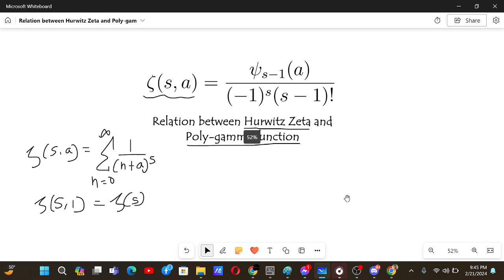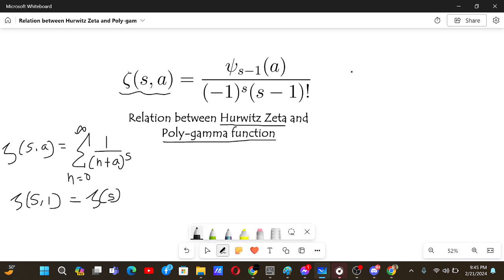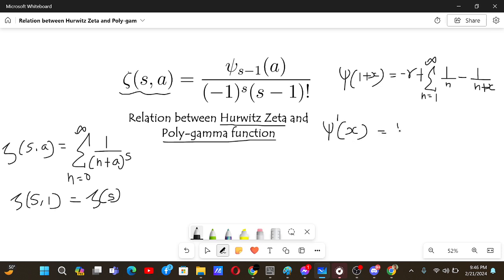So basically we have the digamma function. Digamma function of 1 plus x is equal to minus Euler-Mascheroni constant plus the sum from n equals 1 to infinity of 1 by n minus 1 by n plus x. Now basically the first derivative of the digamma function is known as the trigamma function, we can write it over here.